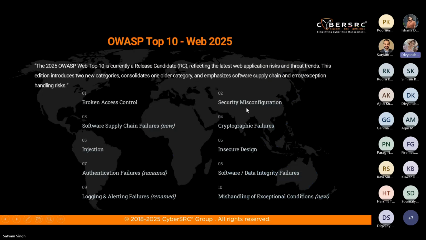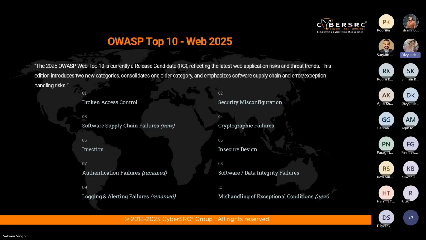Now let's move into the core topic, which is OWASP Top 10 Web Application 2025. It is at the release candidate stage. What does that mean? It is a nearly final version based on global data, community feedback, and threat research. This update reflects how the modern web landscape has evolved, especially with cloud native applications, supply chain dependencies, and more complex architecture. Let me walk you through the top 10 categories in the 2025 list.